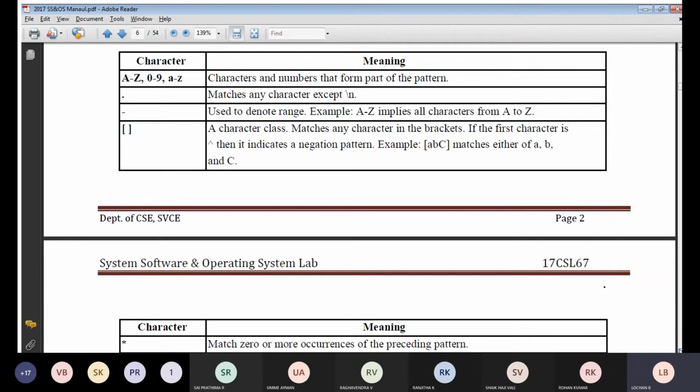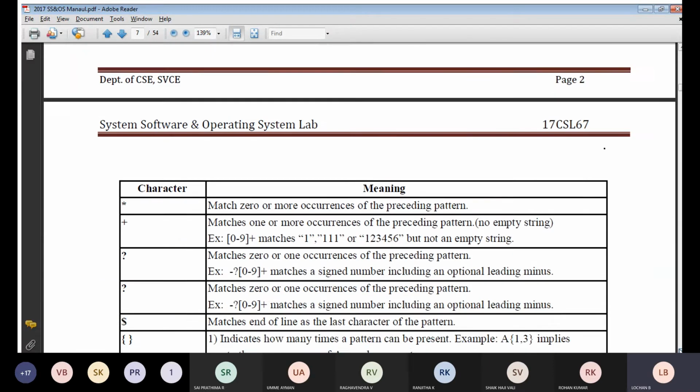Next are the brackets. In this particular example, the brackets match the characters inside them. I'll repeat once again: whatever characters you write inside the bracket, we are going to match those characters. For example, here they have taken small a, small b and capital C, which matches either a, or b, or capital C. So it will match in this particular case.